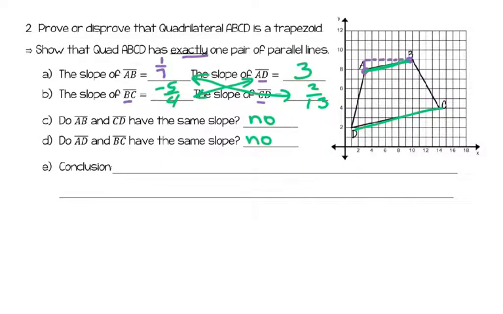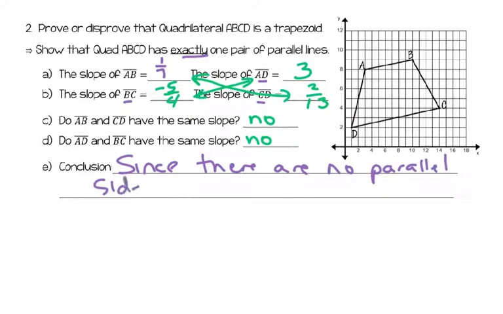So this is not a trapezoid. Okay, so what you're going to say, you're not going to just say it's not a trapezoid. You're going to say, since there are no parallel sides, then ABCD is not a trapezoid. When you're giving the reasons for this, if you just say ABCD is not a trapezoid, that is not correct. You have to give the reason why.